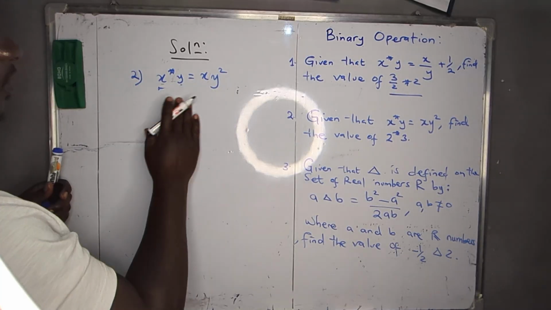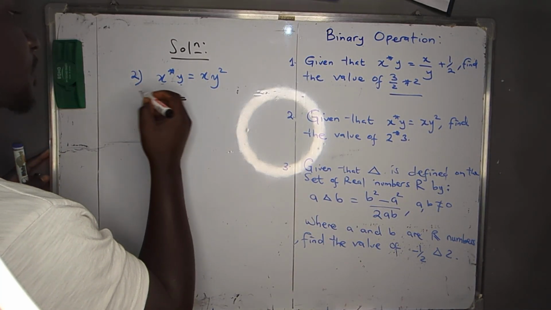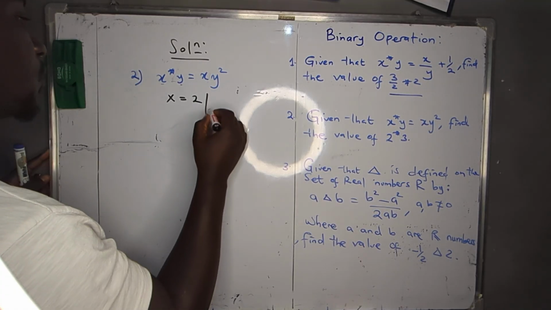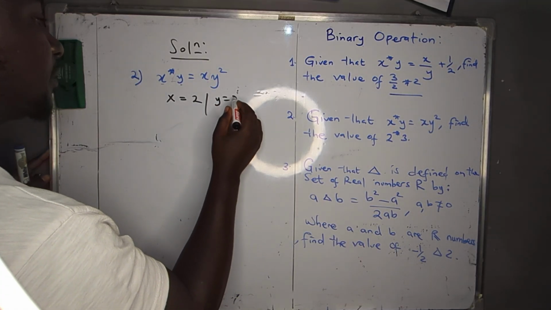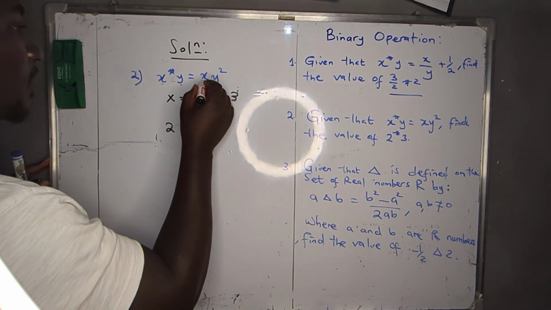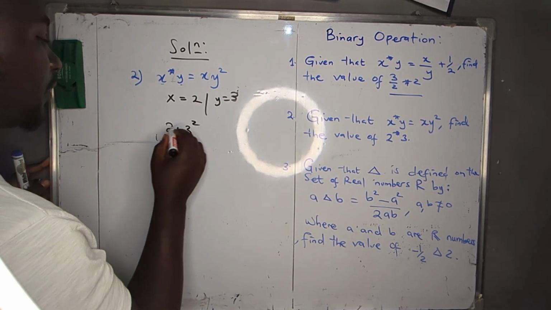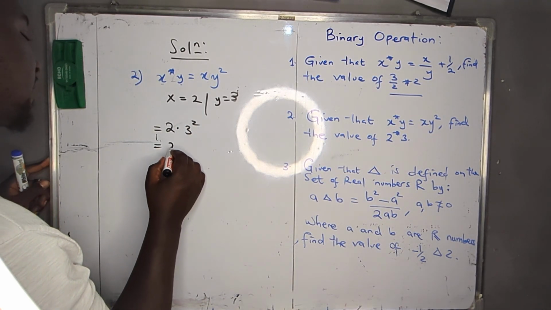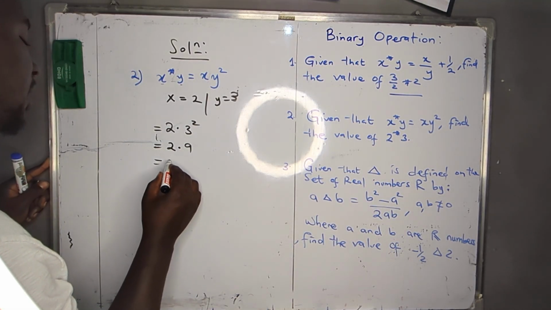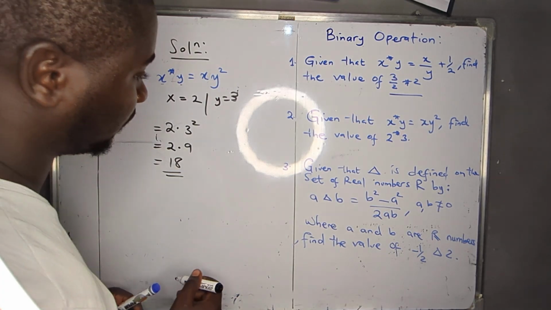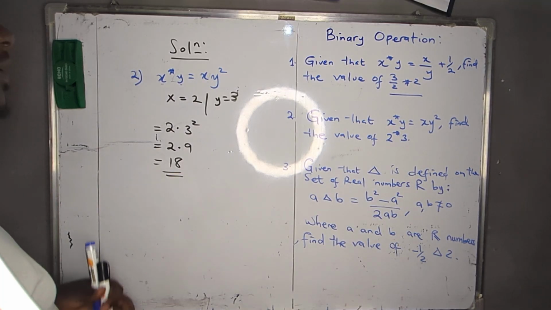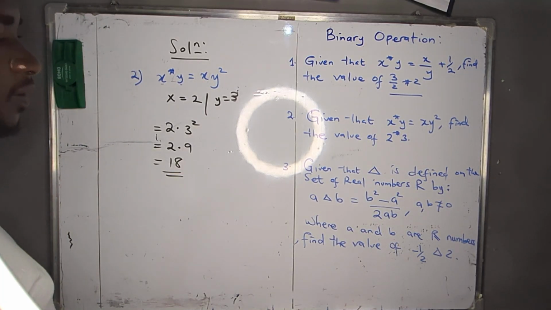So what we're going to get from there now is x is 2 and y is 3. So this is going to give us x y power 2, and from here we get x, which is a 2, and this is going to give us a 9. Then the final answer becomes 18. That's pretty easy, so I doubt if there's anyone that is not understanding the concept here.